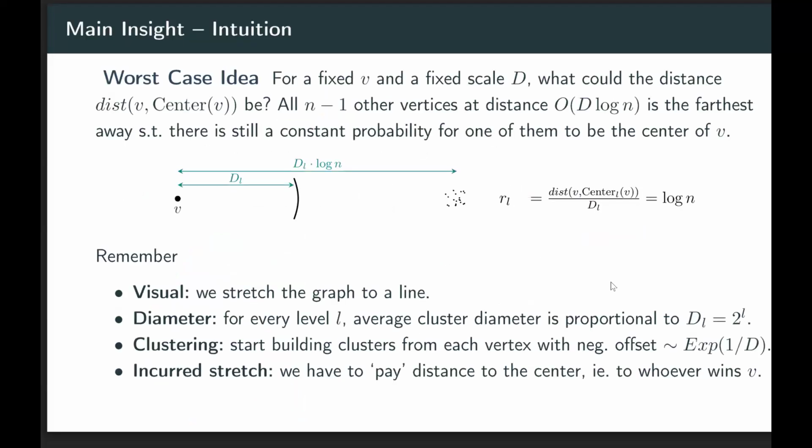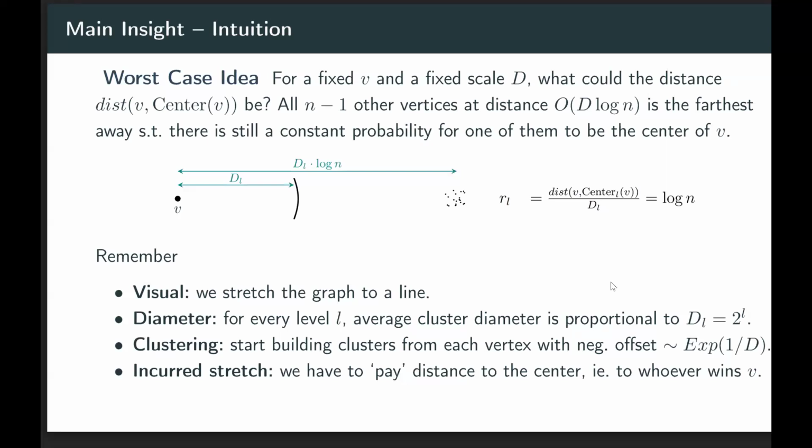Good. Let's look at this worst case idea, and we have to recap a bit because I think it's quite a big jump to get to this graphic. What happened here? Visually, I just stretched the graph onto one line. I only care about V, and what the distance is for all the other vertices from V. How far away are they? I don't care in which direction they are.